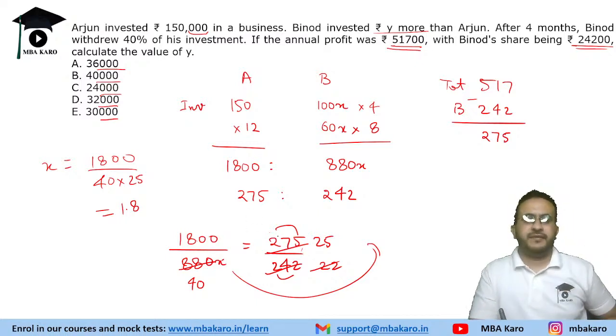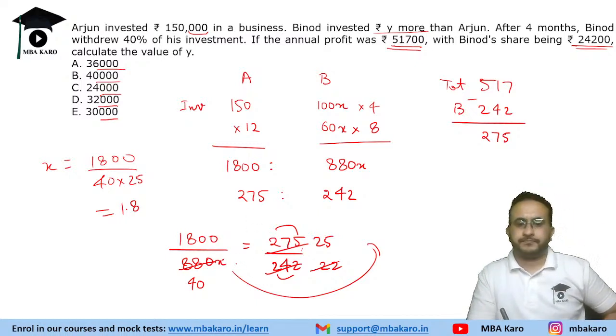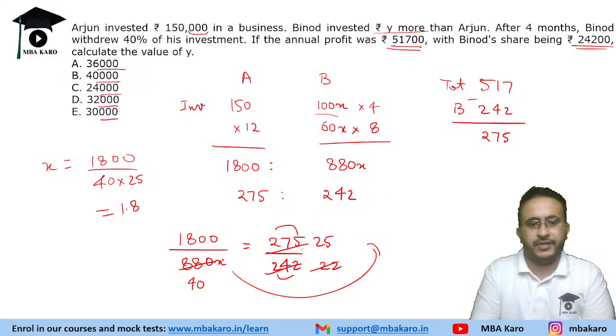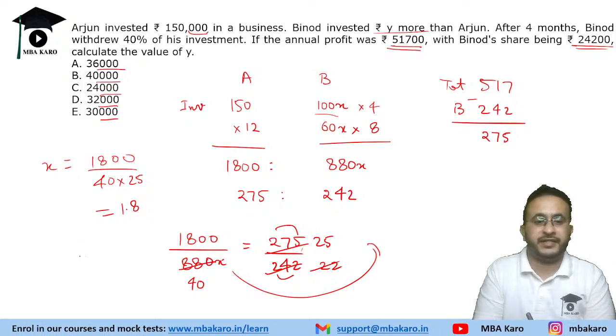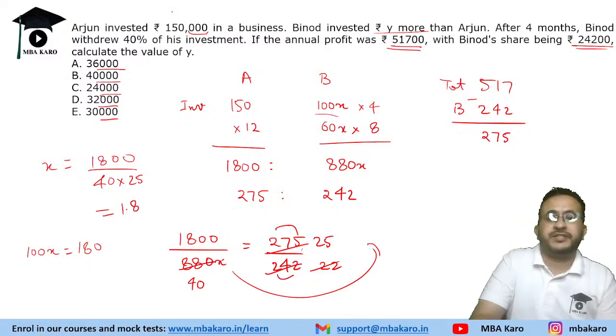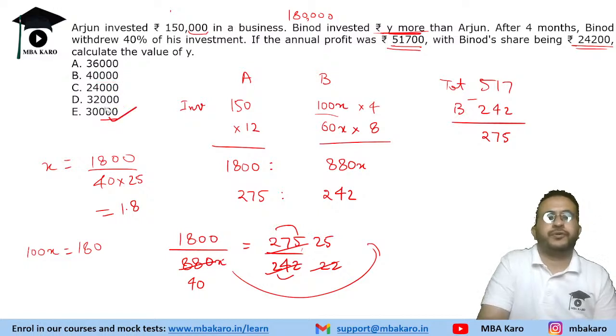So 1.8 basically क्या होगा? See, we are dealing with, like we are taking 100x, right? So x is 1.8, 100x will be 180. 180 means this person is investing 1,80,000. He is investing 1,80,000 rupees, y more, so he is investing 30,000 more.